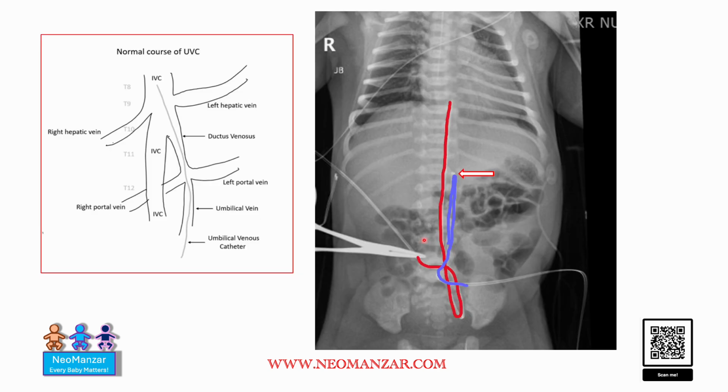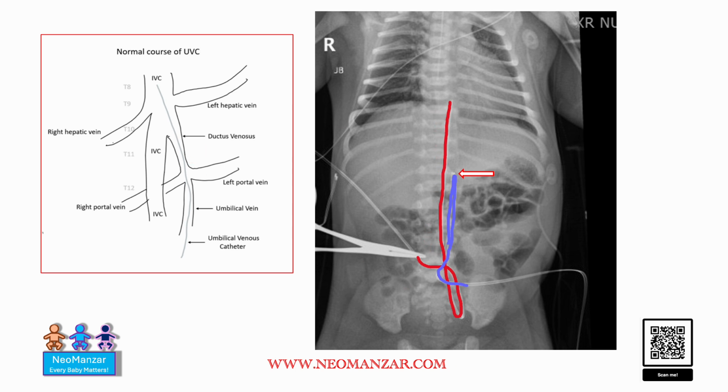Okay, so this is the course of the umbilical artery, as you guys can see, and the blue indicates the course of the umbilical vein. So this catheter is in the umbilical vein because this is the aorta, and the inferior vena cava lies somewhere from here to here, as you guys can see in this picture.